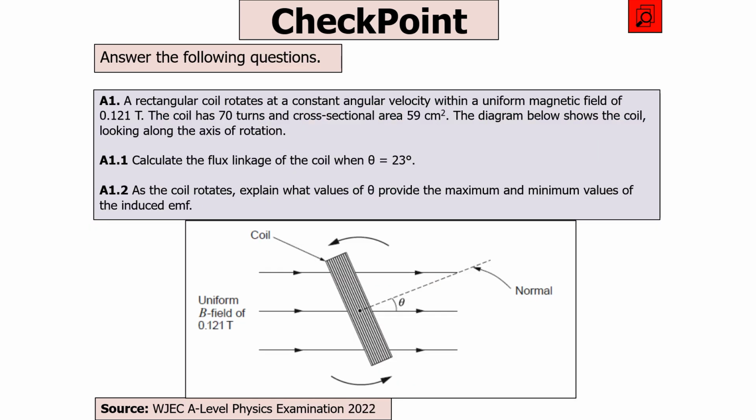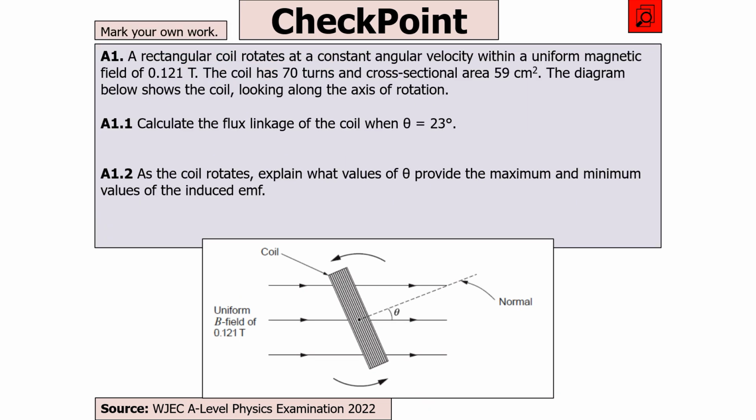The next question says, a rectangular coil rotates at a constant angular velocity within a uniform magnetic field of 0.121 teslas. The coil has 70 turns and a cross-sectional area of 59 centimeters squared. The diagram shows the coil looking along the axis of rotation. So calculate the flux linkage of the coil when the angle is 23 degrees. Then as the coil rotates, explain what values of theta provide the maximum and minimum values of induced EMF. So pause the video now, then unpause the video when you want to go through your answer.